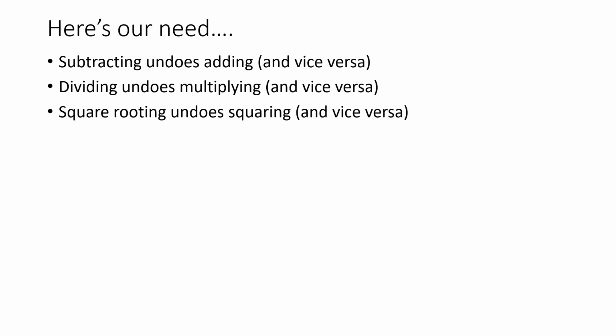Subtracting undoes adding and vice versa. So if you have something being added and you want to undo that, you would just subtract. And vice versa, if you have something subtracted and you need to undo that, you would add. We know that dividing undoes multiplying and vice versa. They're what we call inverse operations. We know that square rooting undoes squaring. So if you've got something squared and you want to figure out what number squared gives me this, you would take the square root of it.